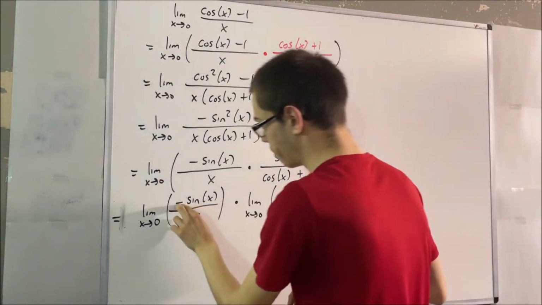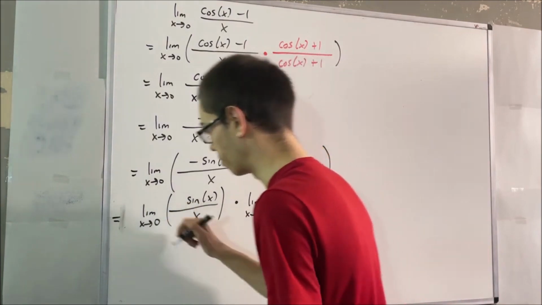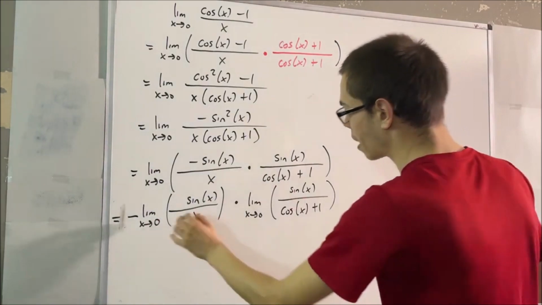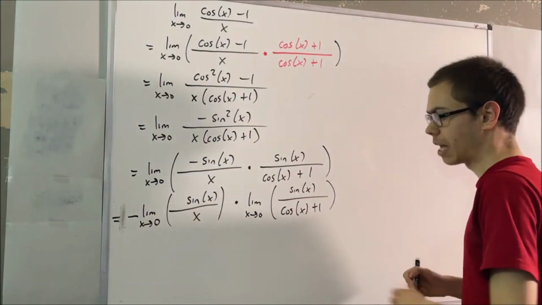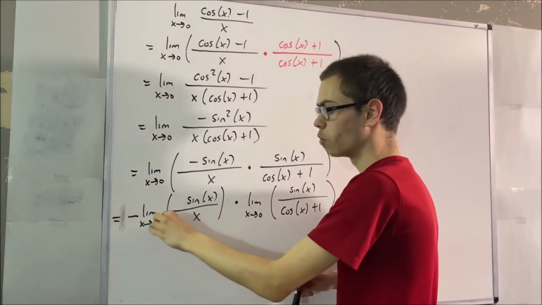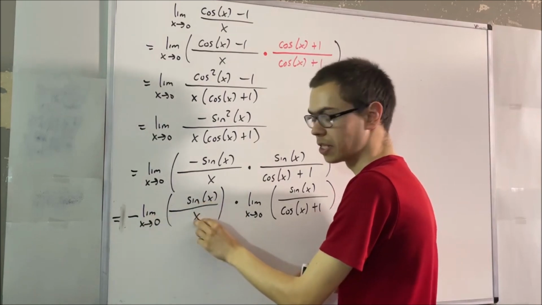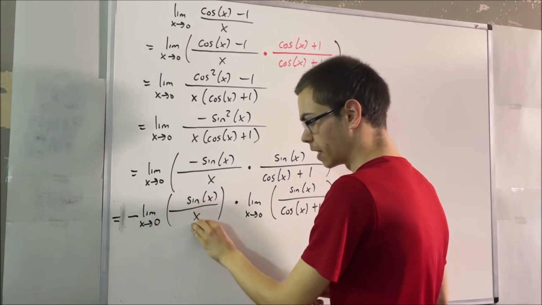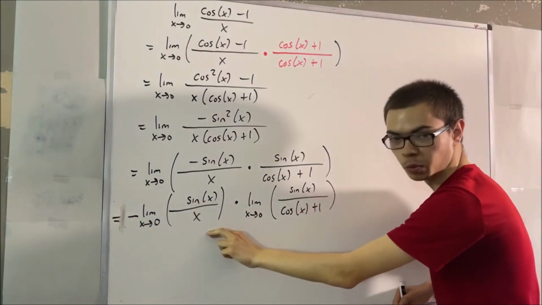Now, because this is a minus sign, we can of course pull that out to the front of the limit. And it turns out we actually have the ability to evaluate these two limits. As for the first limit, if you recall, we actually evaluated this limit in another video. This limit, as x approaches 0 of sine x over x, is equal to 1.